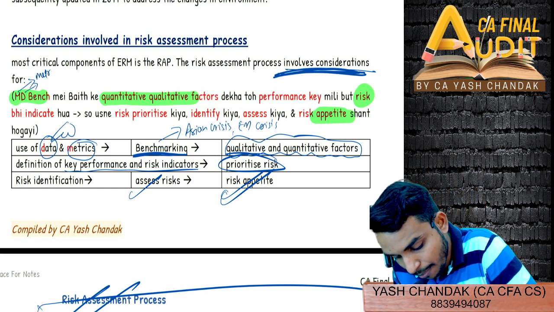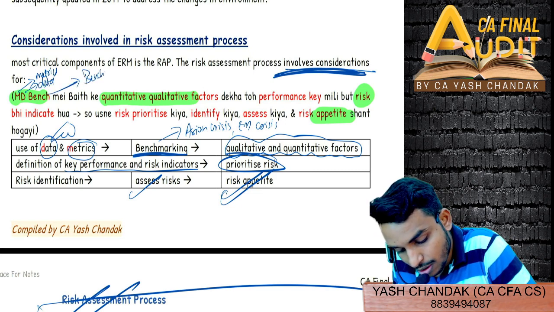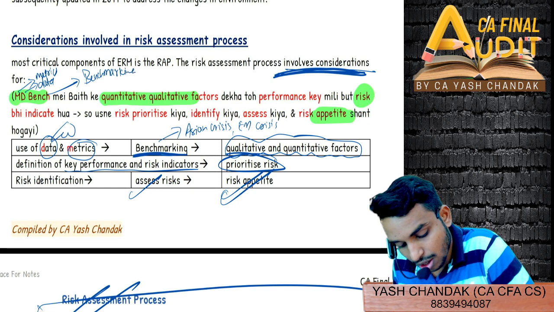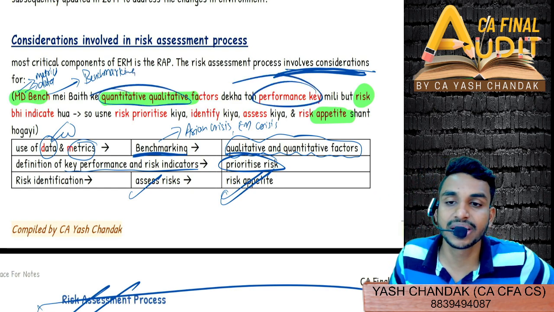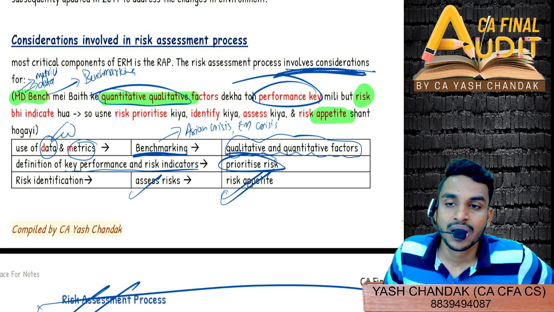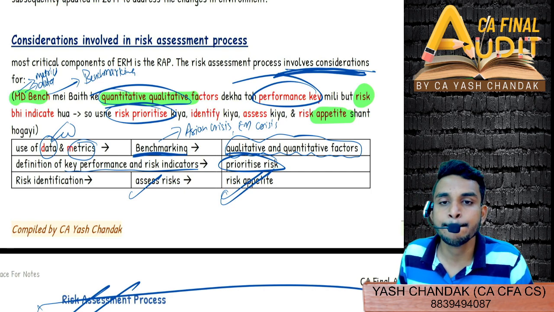M for matrix, D for data, bench for benchmarking. Then quantitative and qualitative factors you already have. Then performance indicators, key indicators, risk indicators. So then you have to identify or prioritize the risk, identify the risk, assess the risk, and your appetite will be over.